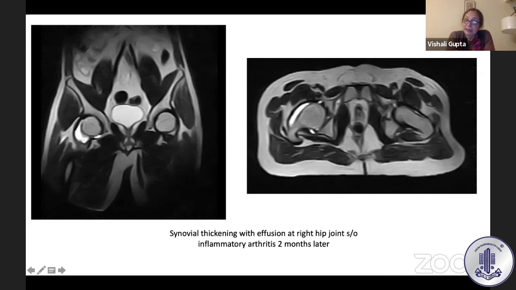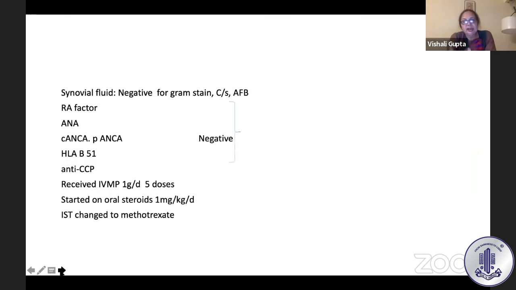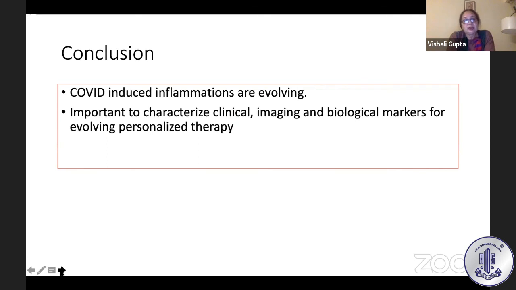Now, whether this vasculitis is a part of multi-organ inflammation secondary to COVID or not, I think it is. So he was again changed to methotrexate, and now we have to see the response. So to conclude, COVID-induced inflammations are evolving. It's very important to characterize the clinical picture because we don't even understand the phenotype in COVID. The big challenge is imaging and biological markers, so that we can evolve some kind of targeted therapy in these patients.